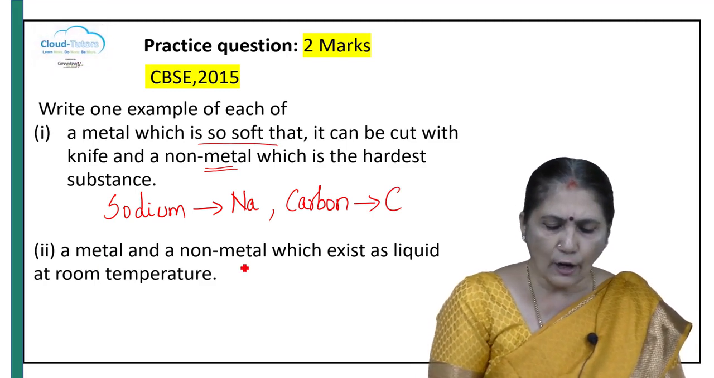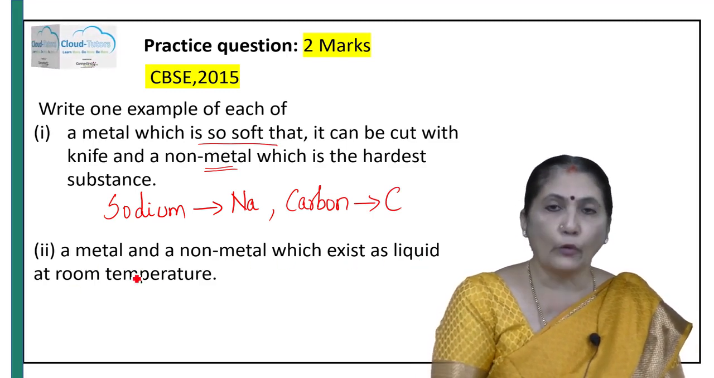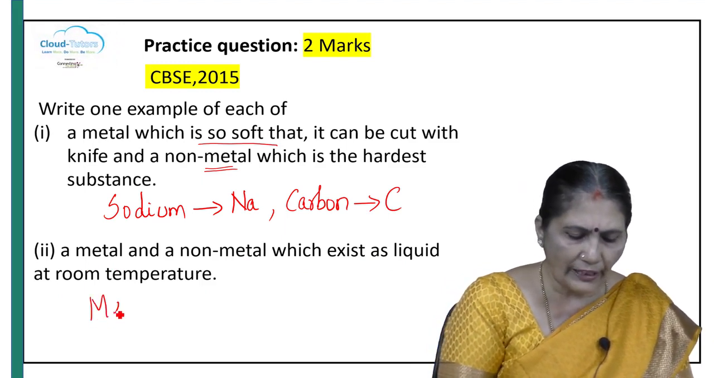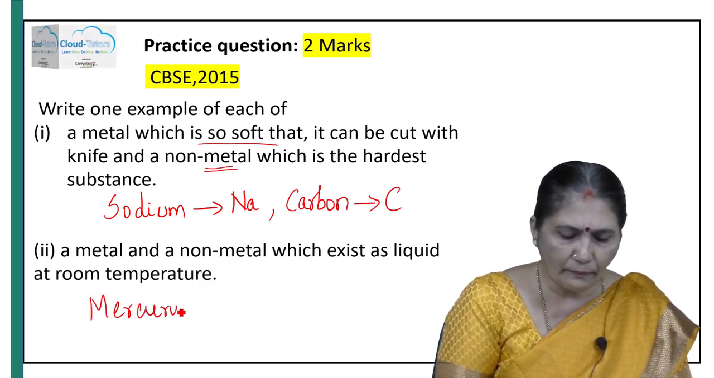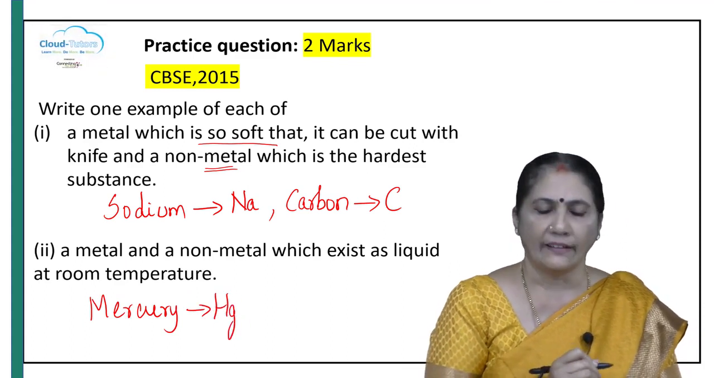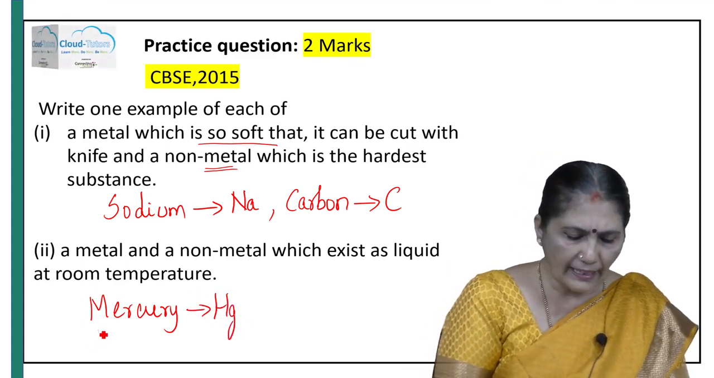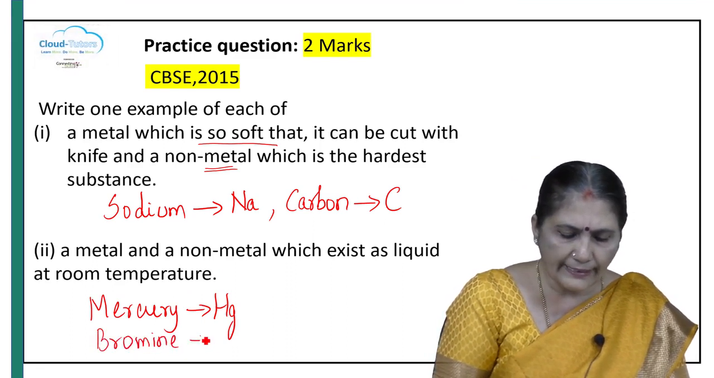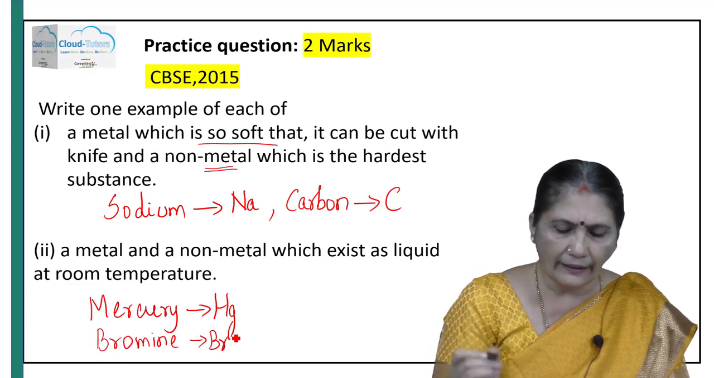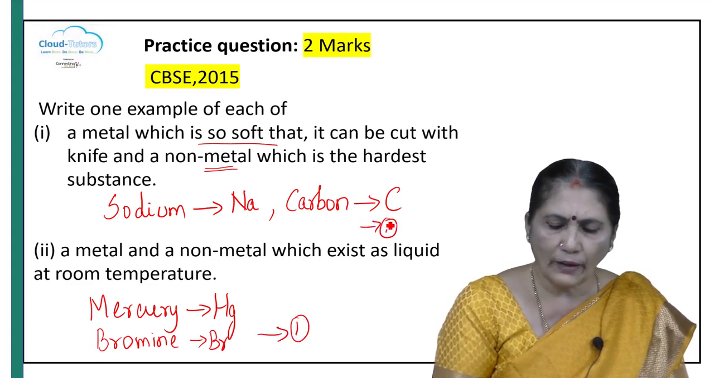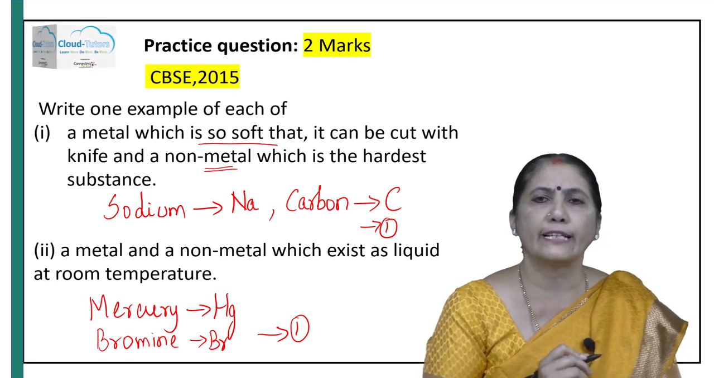A metal and a non-metal which exist as liquid at room temperature. The metal is mercury, which is given by the symbolic representation of Hg. Whereas a non-metal is bromine, which is represented by the symbol Br. So this will fetch you 1 mark. This will fetch you 1 mark. So it's a 2-mark question that has been asked.